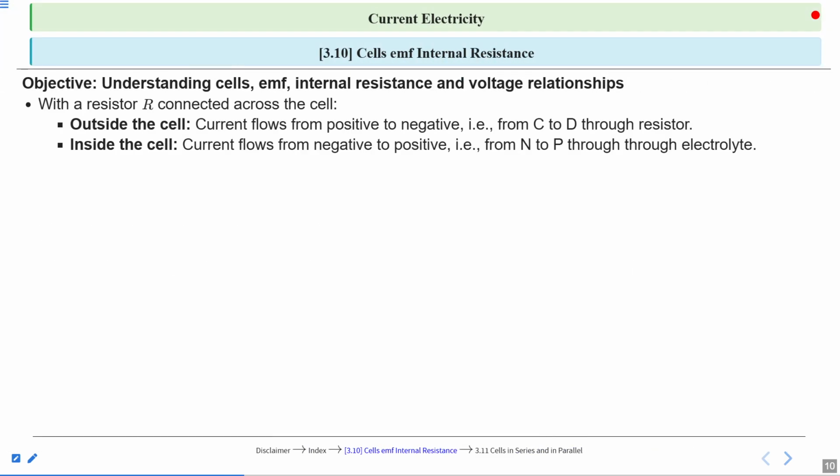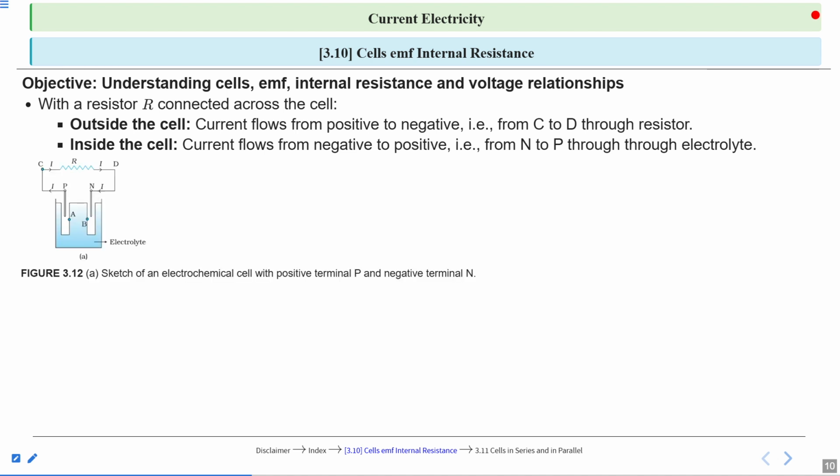With a resistor R connected across the cell, between its two electrodes, outside the cell current flows from the positive to the negative terminal. As we know, if we connect any external device with the cell, then current flows from positive to negative, which is the conventional direction of current. So outside the cell current flows from positive to negative, and inside the cell current flows from negative to positive. You can see in the diagram, when we connect this R across the electrodes of the cell, what is the direction of current? From P to N.